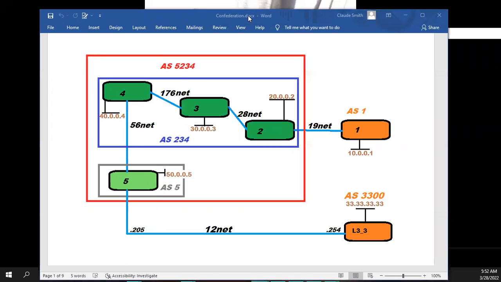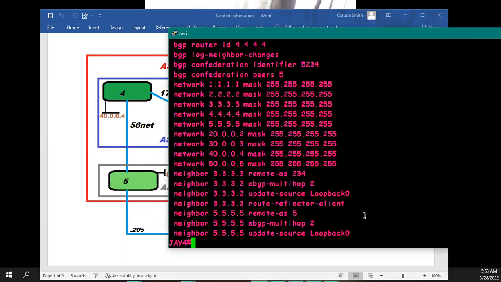router number 3 here. And then 3 will know about the 3300 network, the 3300 autonomous system, and it will send that information to 2 as well. And that way 2 will know about it.